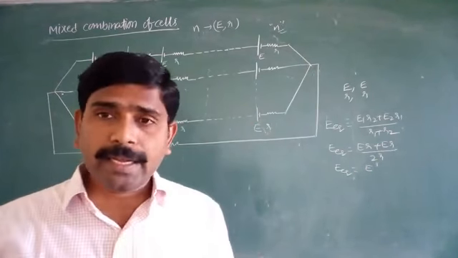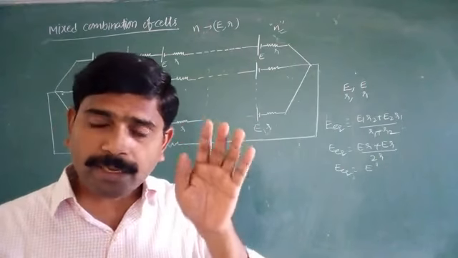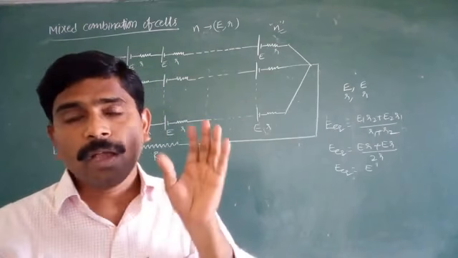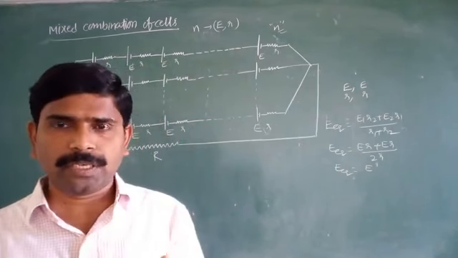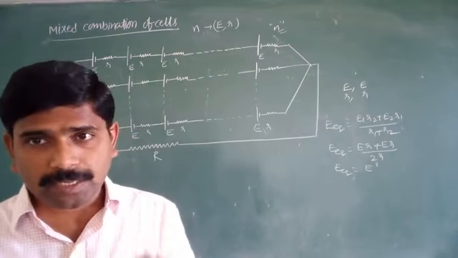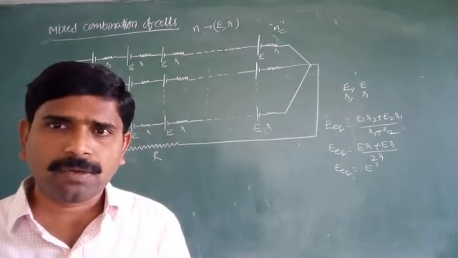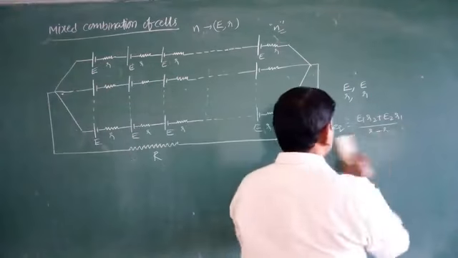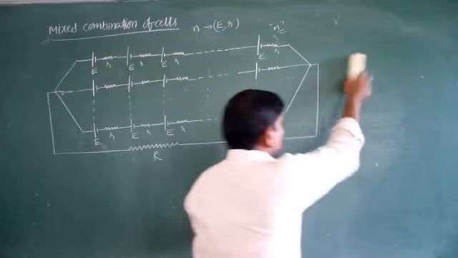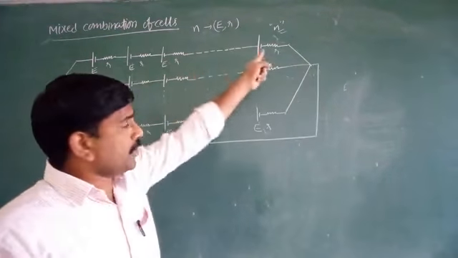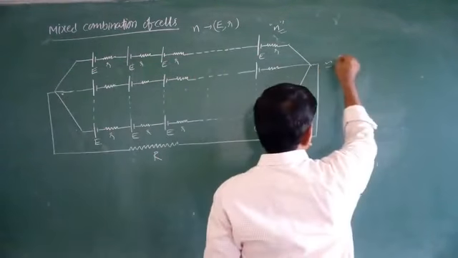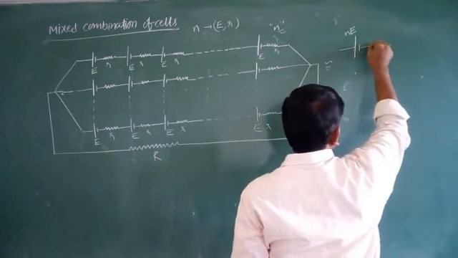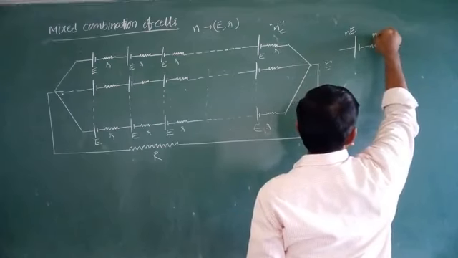When N identical cells, all having equal EMF, are connected in the parallel combination, then equivalent EMF is equal to the EMF of the individual cell only. Yes. For that, observe. When cells are connected in the series combination, the equivalent EMF is nothing but NE, and equivalent internal resistance is NR.